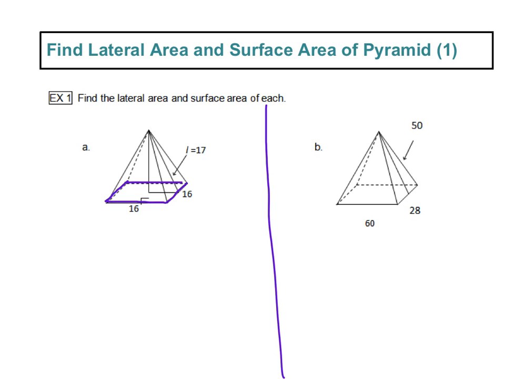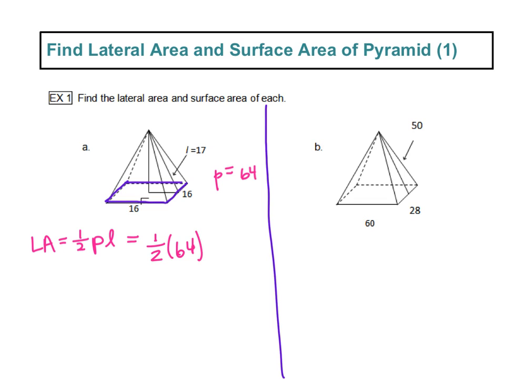All right, so remember, lateral area is equal to 1/2 times the perimeter of the base times the slant height. So the perimeter of the base, if we look at our base, we have 16 and 16. Okay, so this is a square. So 16 plus 16 plus 16 plus 16, or 16 times 4, gives us a perimeter of 64. So we have 1/2 times our perimeter is 64. And now we need the slant height.